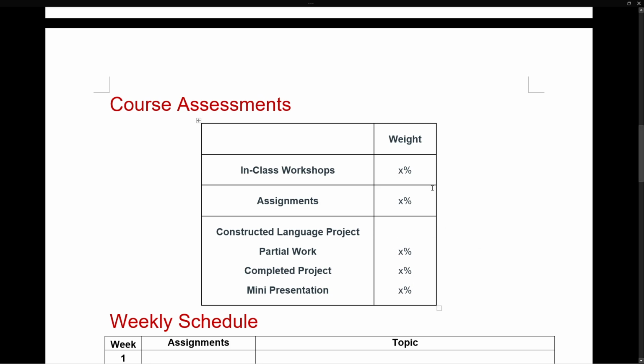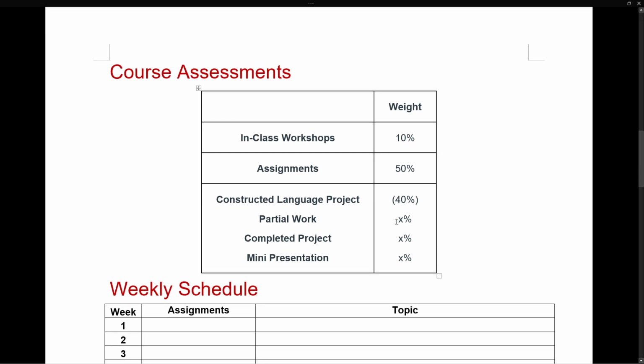So what weight do I want to give? Usually with workshops and in-class stuff, I don't like to give more than 10%, but 10% seems pretty good. And then maybe an even split between assignments and the conlang project. I don't really know about that. I feel like I want assignments to be more. So if I do assignments 50, I can do constructed language project as 40%. That seems pretty nice. For partial work, I don't know, maybe 25% completed project.